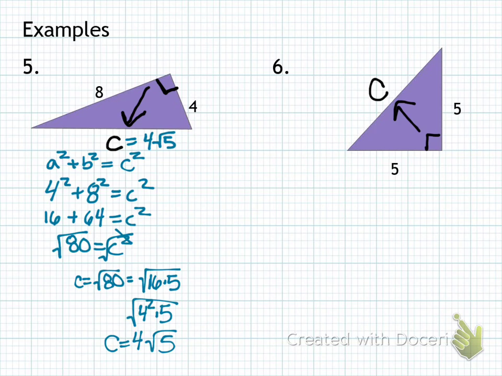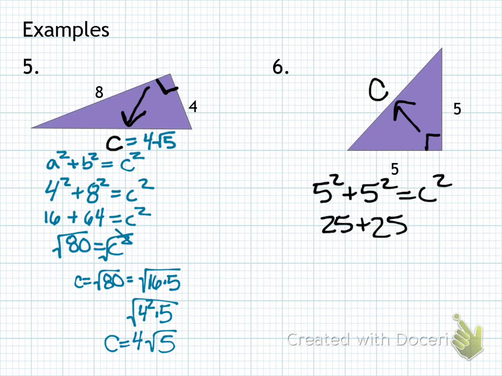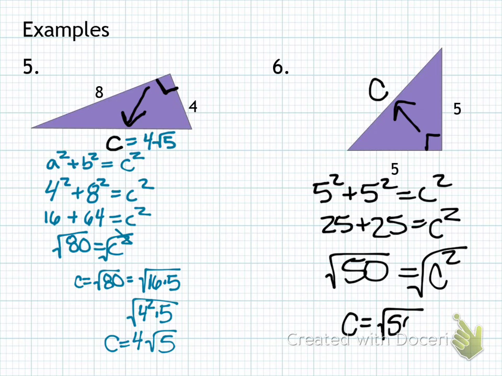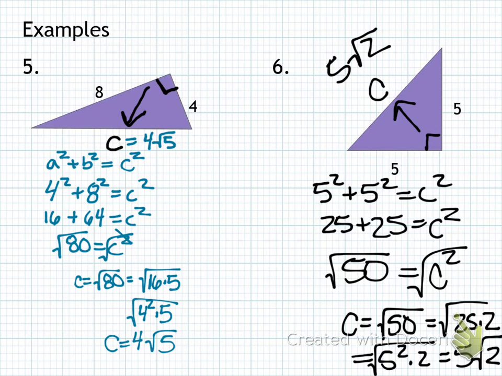And in this last example, number 6, where it's labeled C, that's the hypotenuse because it's across from the right angle. The 5s are both legs, so in my Pythagorean theorem, I would have 5 squared plus 5 squared equals C squared, which just gives me 25 plus 25 equals C squared, so 50 equals C squared. I take the square root. I get C equals the square root of 50, which is not a perfect square, so I rewrite it as the square root of 25 times 2. I know that 25 is a perfect square. It is 5 squared, so I'll rewrite it that way, and the 5 gets to come out. So 5 rad 2 is my final answer for the hypotenuse here.